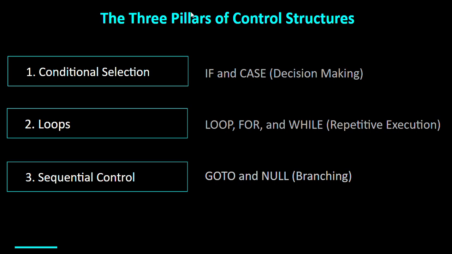And third is sequential control, the ultimate shortcut. It lets you skip lines of code and jump directly to a specific section. Let's break down one by one.